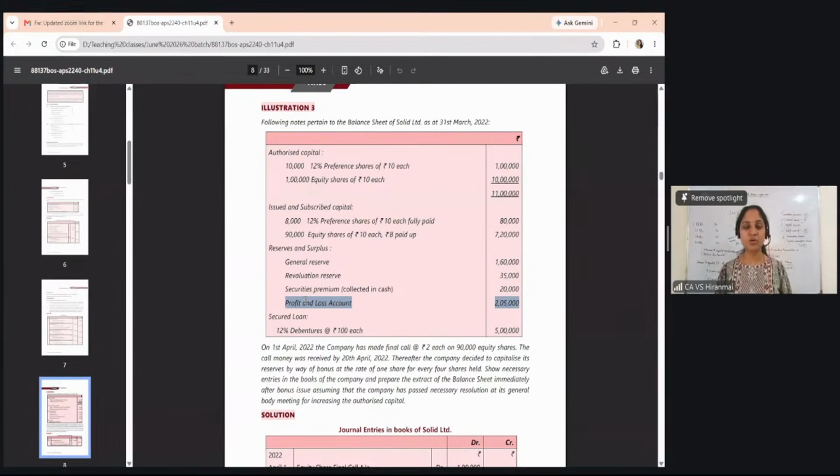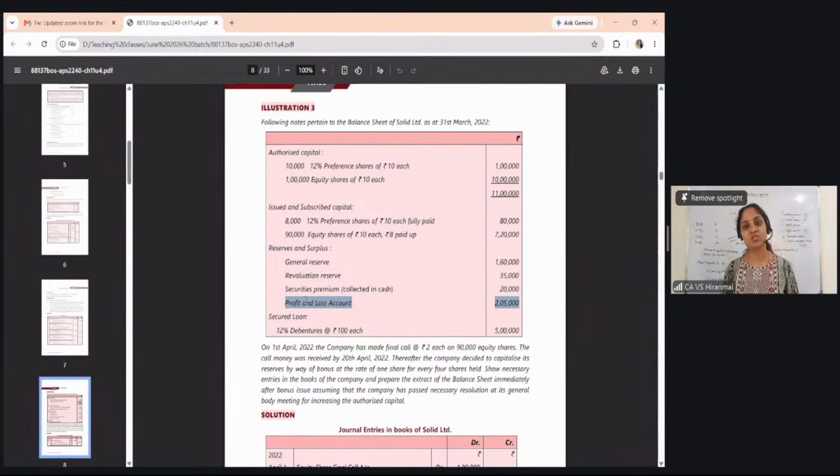When it is not there, then what to do? Don't worry. If the first one is not there, go from the second one. Securities premium is there. Yes. Collected in cash. Yes, please take it. Then you have general reserve 1,60,000. That you have to take. P&L account also you can take if amount is not sufficient.